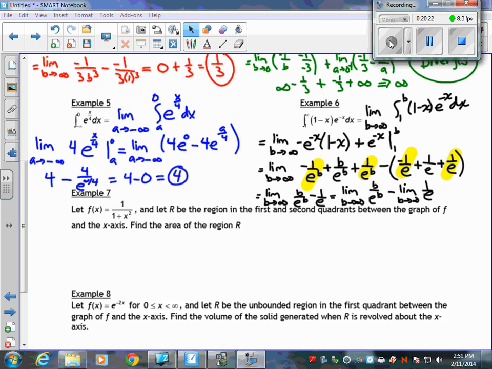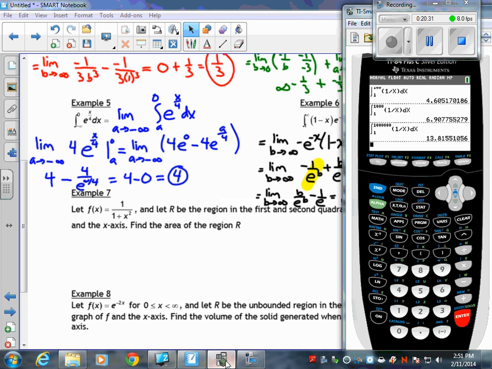Okay, so we are on example 7. So we have a function where it's 1 over 1 plus x squared. And I'm going to take a quick look at that. So my y equals, I'm going to put 1 divided by 1 plus x squared. And I think I have a standard window. And let's see what that looks like. Okay, so we have just this basic thing that's symmetric about the y-axis.